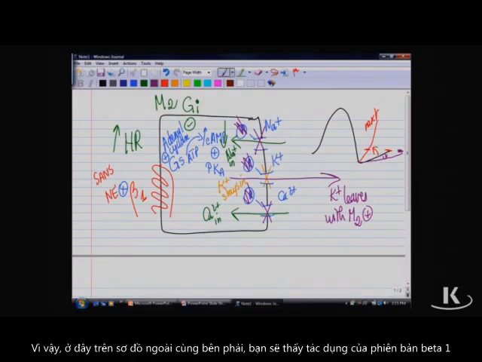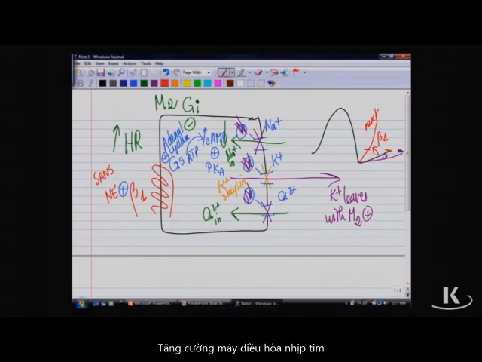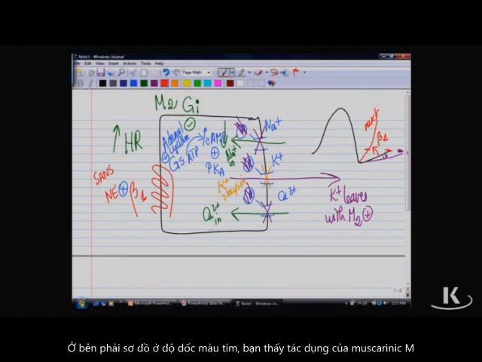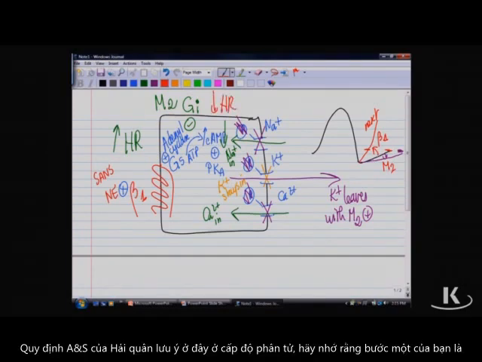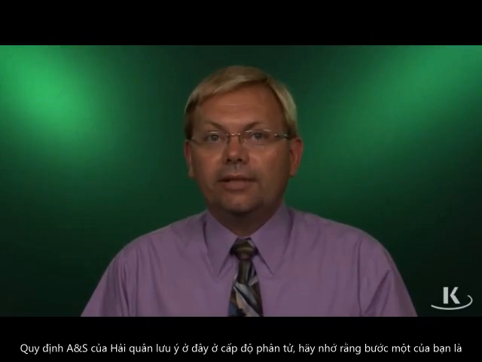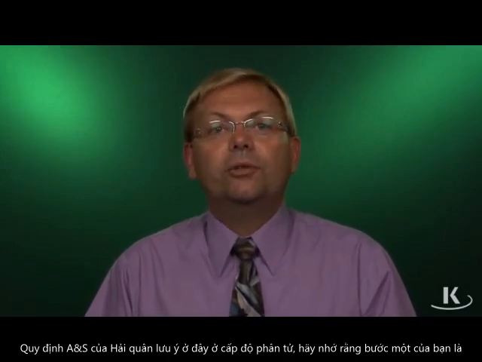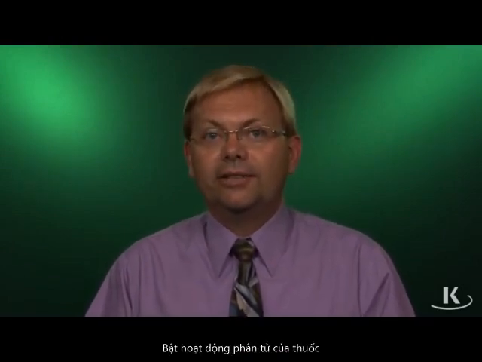So here on your far right diagram, you see the effect of beta-1 and its tachycardia, increasing the pacemaker activity. On the right of the diagram, in the purple slope, you see the effect of muscarinic M2. And that muscarinic M2 is causing a bradycardia. Hey, you see well the ANS regulation of SA and AV node here at the molecular level. Remember that your Step 1 is always fond of the molecular activity of drugs.